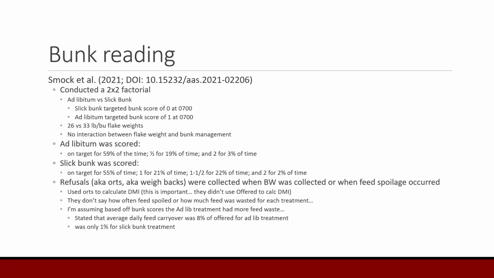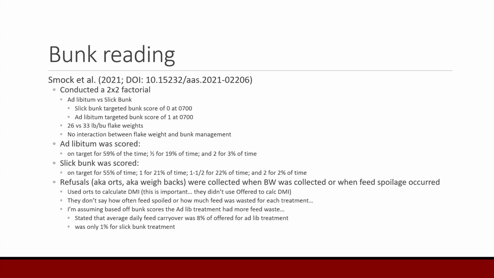All right, so ad libitum was scored on target, so they had a 1 just under 60% of the time. They scored a half, 19% of the time, and then 2 for 3% of the time. Slick bunk was on target 55% of the time, so that means they had a 0, 55% of the time, had a 1, 21% of the time, a 1.5, 22% of the time, and then 2, 2% of the time.